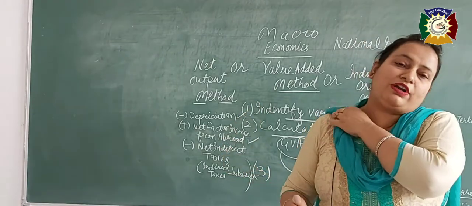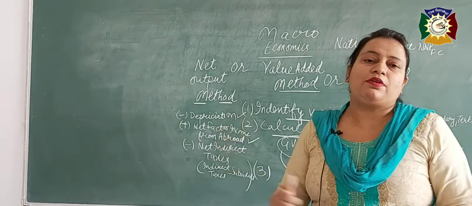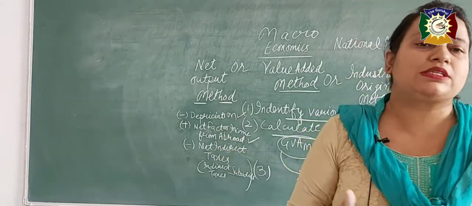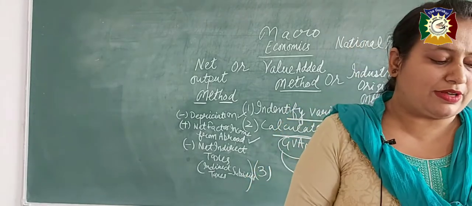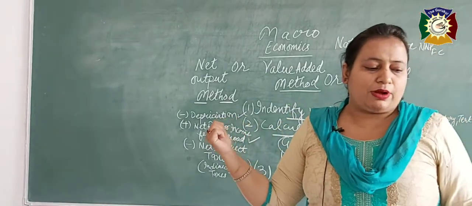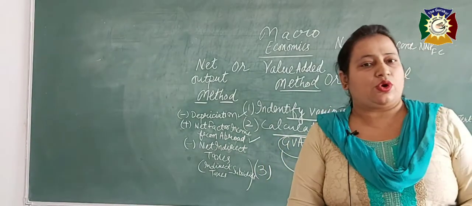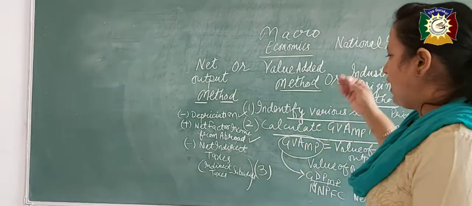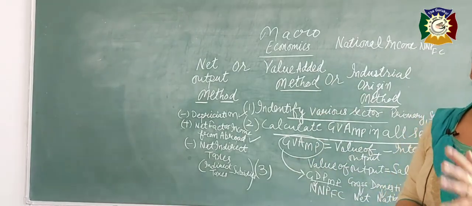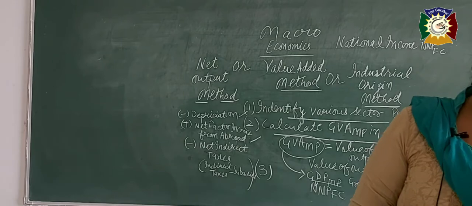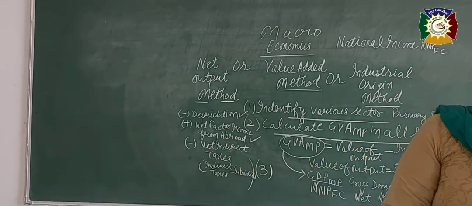After that we will do double counting. Okay, this is the problem of this method. Main problem is double counting. What double counting is I will tell you, but firstly I will discuss this. Add the national income of all sectors. What will we do with all sectors? We will add the different incomes, and that will be the national income of the economy. This is the value added method.